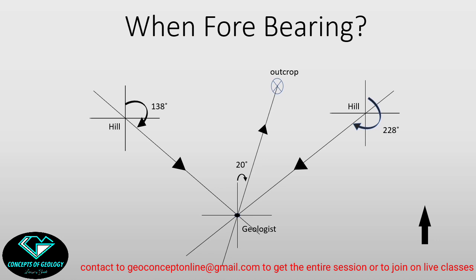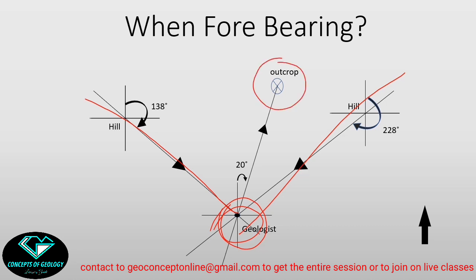The back bearing is when? The back bearing should be taken when my position is not known. By taking 2 back bearings, I have fixed my position, and when my position is fixed, I am going to fix the position of an outcrop with respect to me. I need to take the fore bearing. The fore bearing will be taken in this direction. Okay, it will be from this to this.